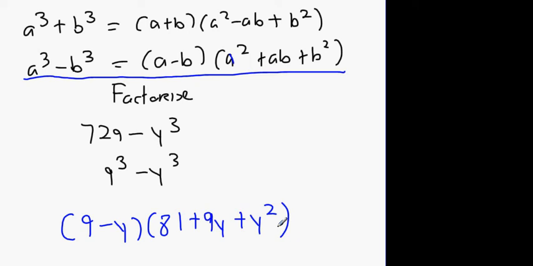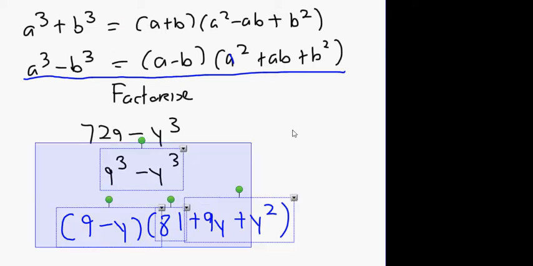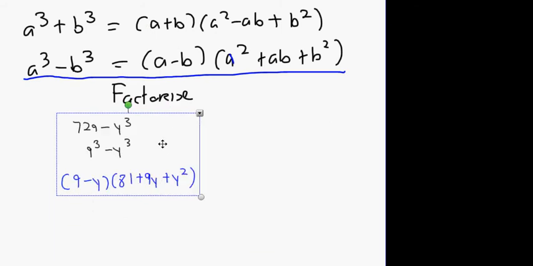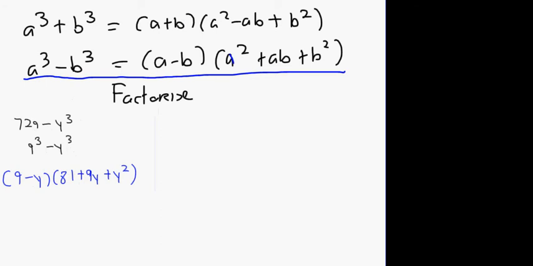I'll do one other one. The next one I'm going to do is an adding one, so we're going to be adding stuff together. An example would be question 20. In question 20, you have 1000x cubed plus y cubed.